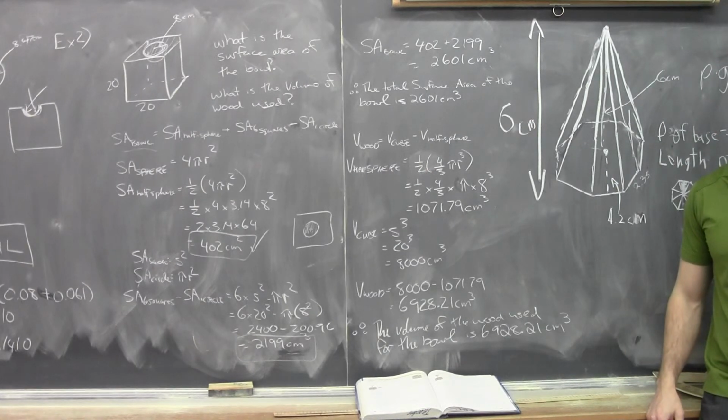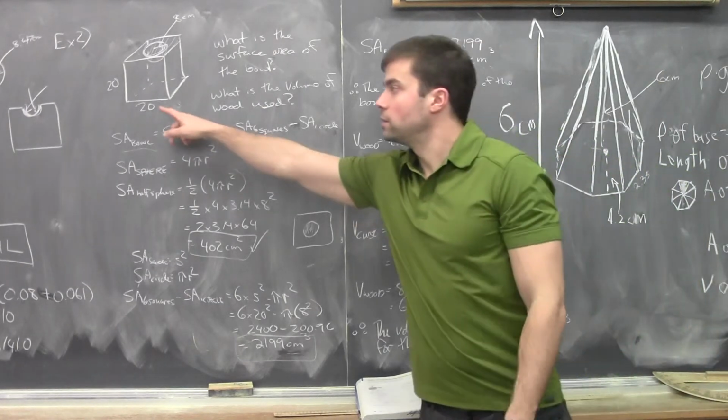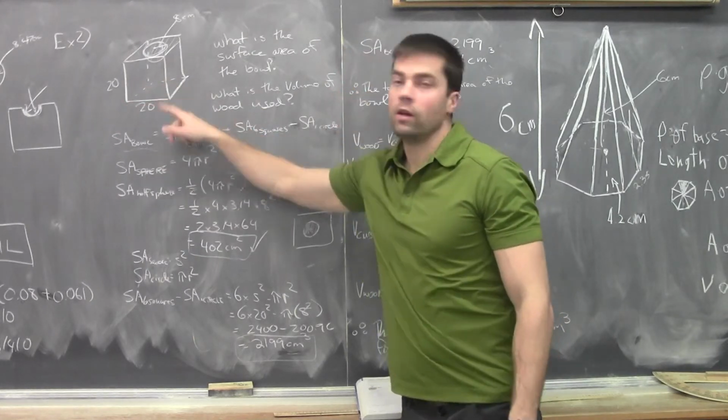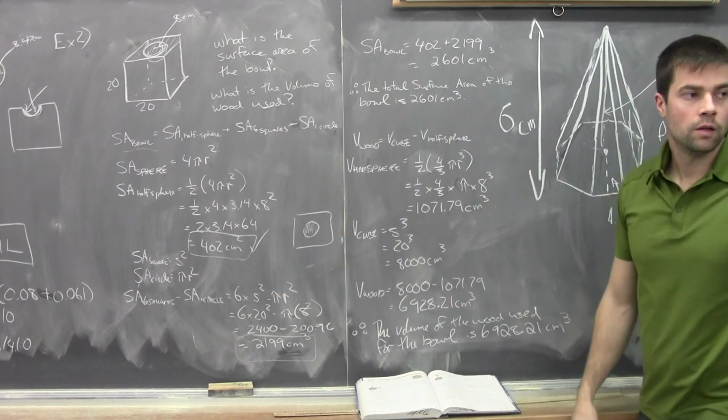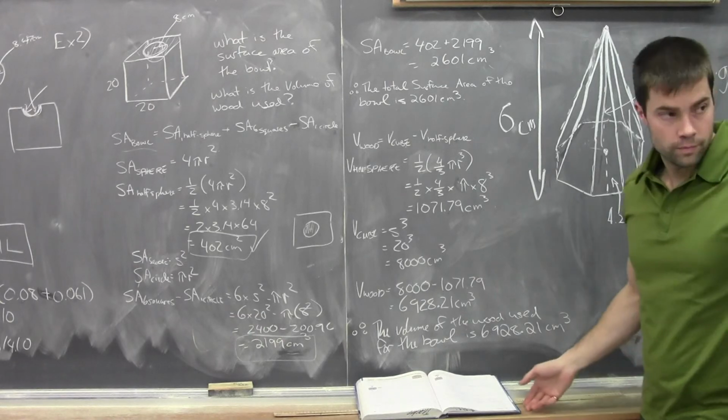Okay. 20 is just one of the side lengths. 20 times 20 times 20. And that's the volume of the whole thing. And then you subtract that. That's it.